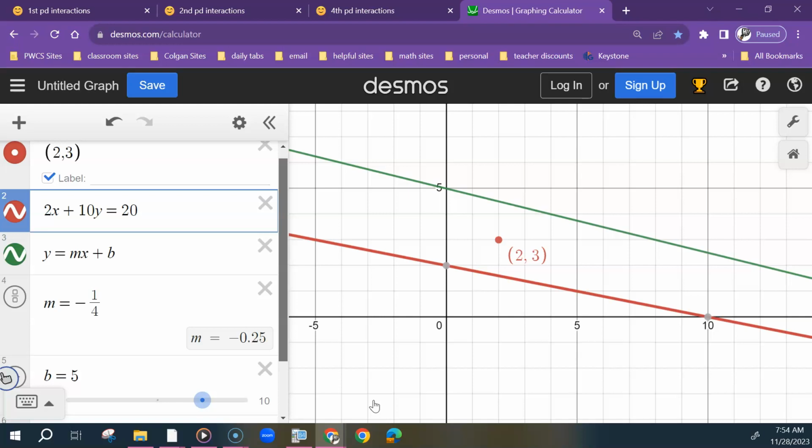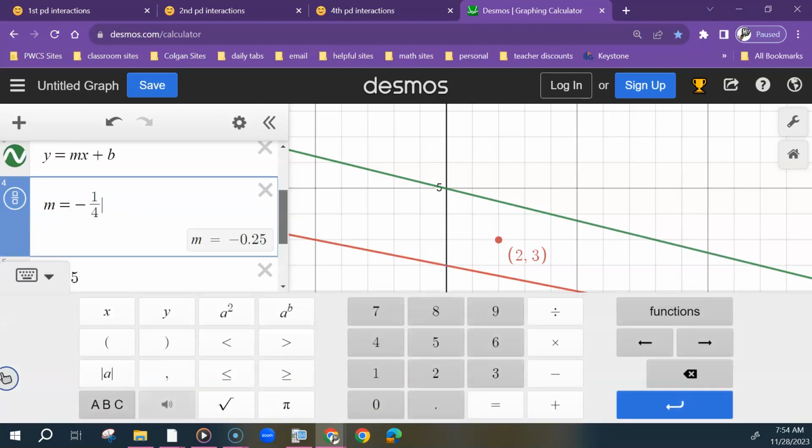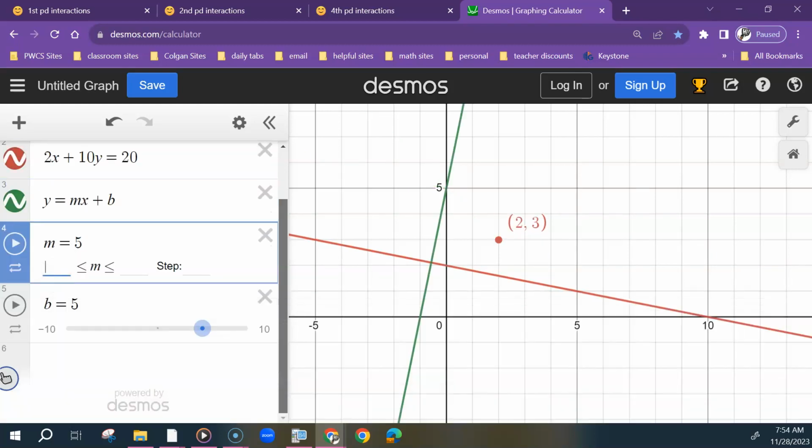What number? 11. The slope of this line is negative 1/5. What is the negative reciprocal of that? Say that again. 5 over 1, or just 5. So I can change this to 5. And then move the b until it goes through that point.